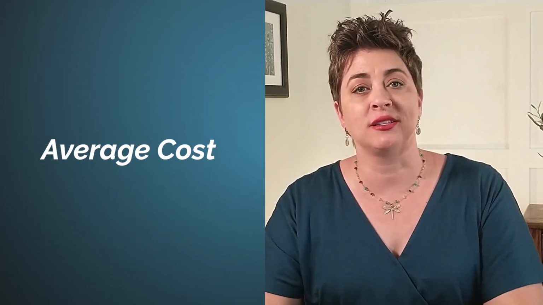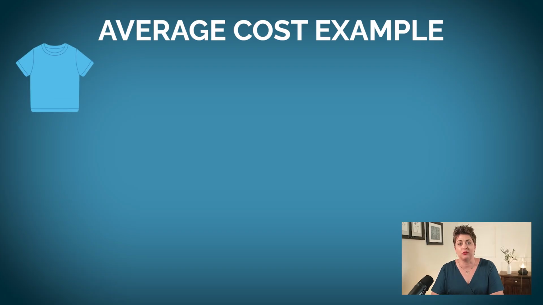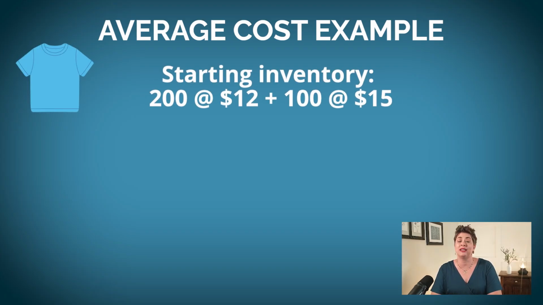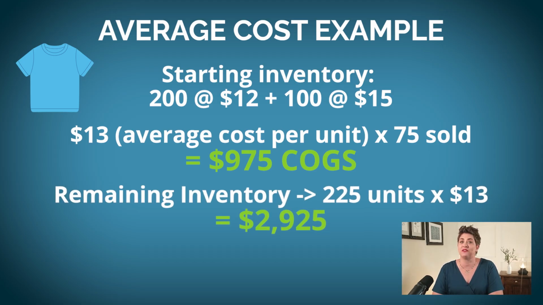Let's start with average cost. This method takes your total inventory cost and spreads it evenly across all units. Say you run a print-on-demand shirt business. You buy 200 shirts at $12 each and 100 at $15 each. You don't track which shirts sold first. You just want a clean, simple cost across your inventory. So if you average it, it's $13 per shirt. Sell 75 and your COGS is $975 with $29.25 left in inventory. Average cost works great here.